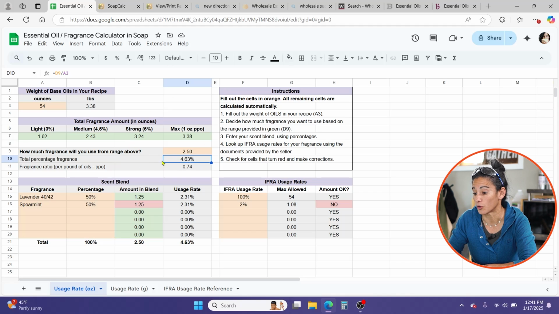Now, if you're formulating your own recipe and you're deciding how much fragrance to use, then you can choose from this range right here, depending on whether you like a light scent or a stronger scent. Now, once you've decided on your usage rate, that's not the end, because you can't just put in 2.5 ounces of any essential oil that you want. It's going to depend on the usage rate of that essential oil. And the same is true for fragrance oils.